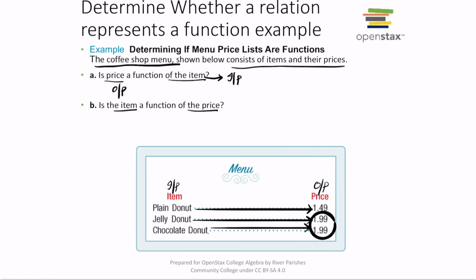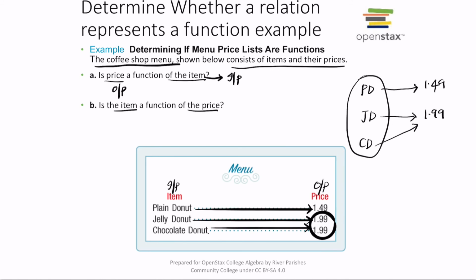So here it represents each one of them. If you write it down like this, let me write it as plain donut, jelly donut and chocolate donut: 149 and 199. So plain donut is 149, jelly donut is 199 and chocolate donut is 199. Notice that one input will not point to two outputs here. So this is the input part, this is the output part.